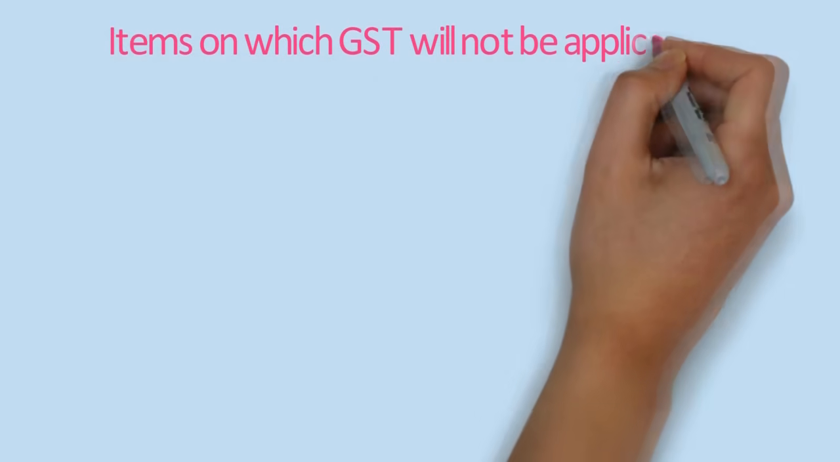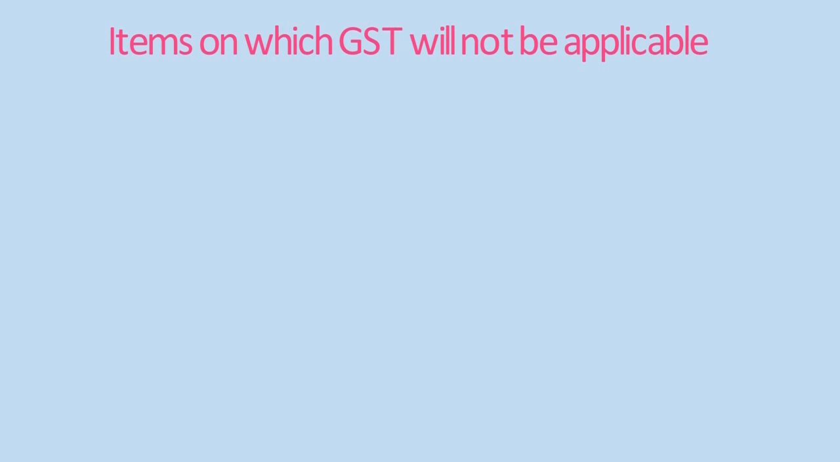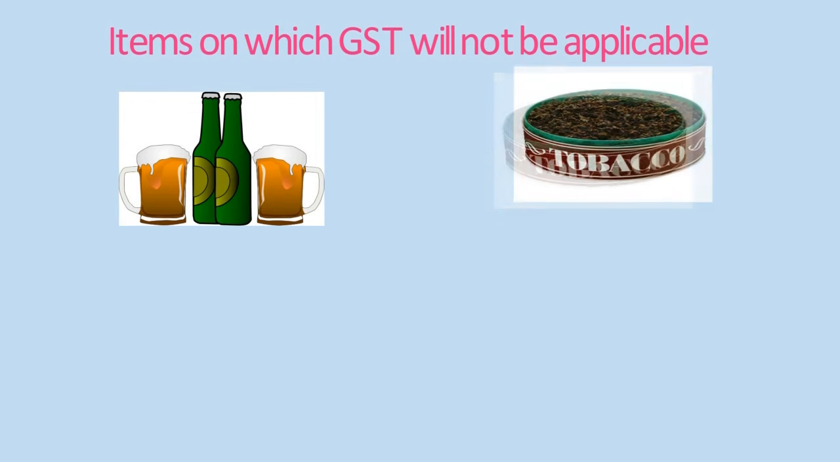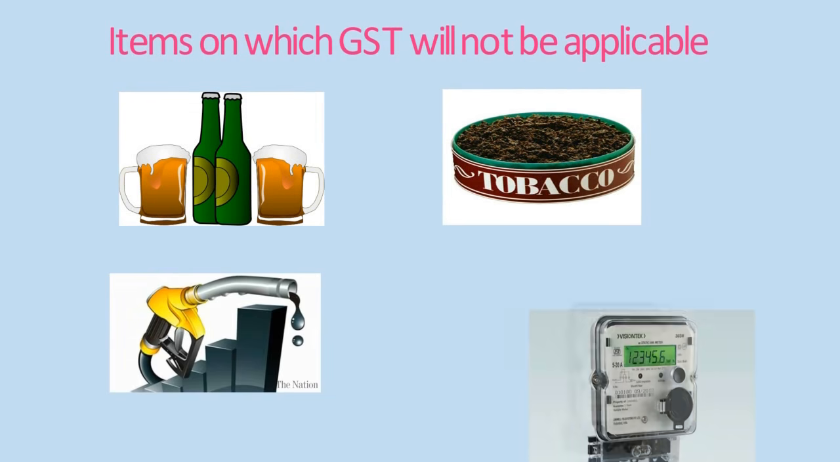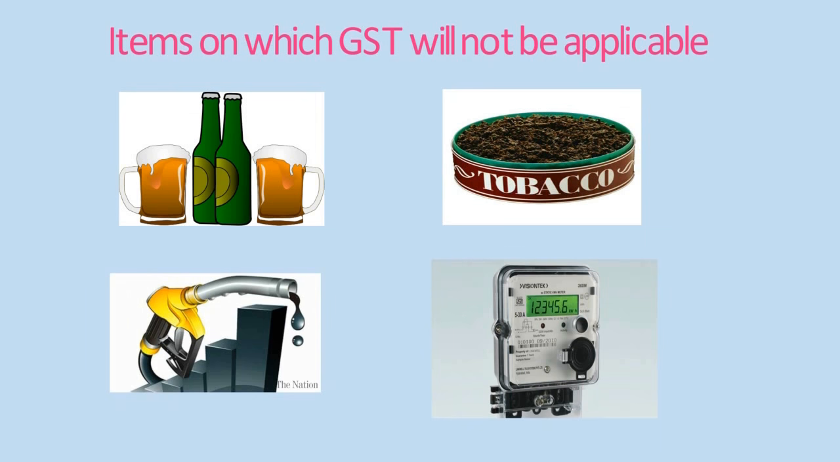There are certain items on which GST will not be applicable. For example, alcohol, tobacco, petroleum products, and tax on electricity bills are some of the items on which GST will not be applicable. These items will retain their current tax structure.